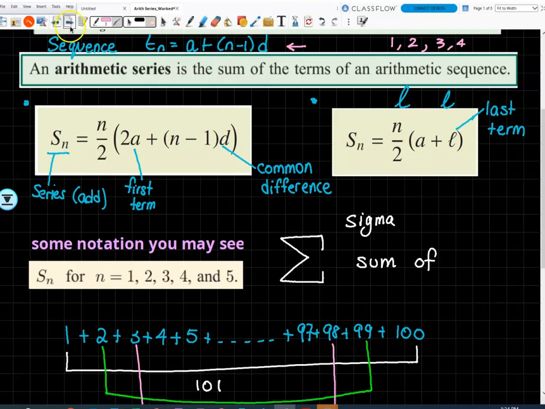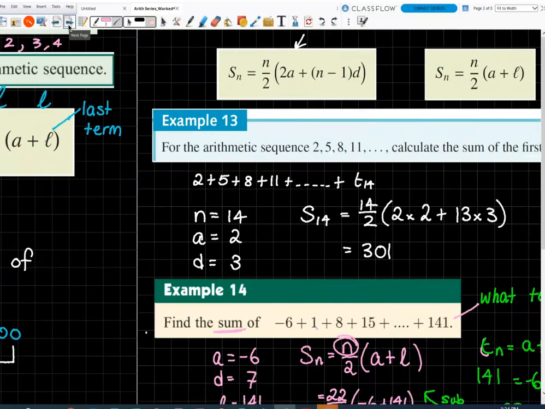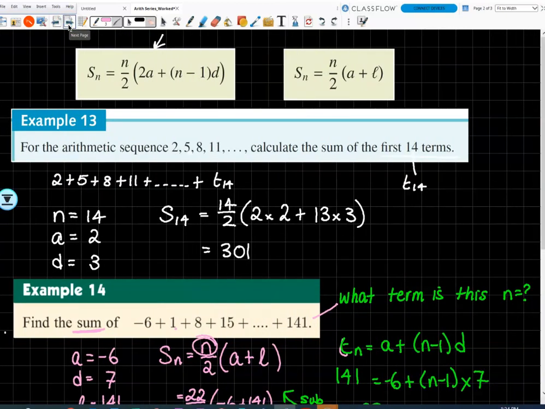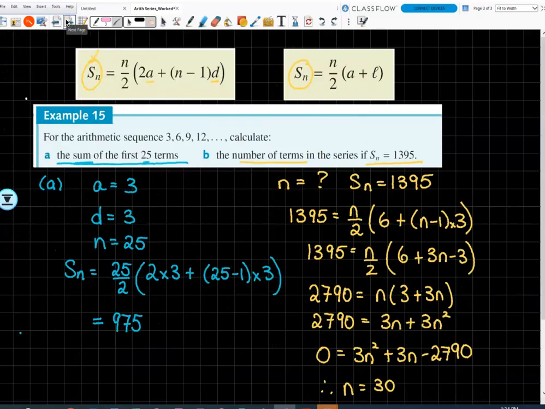We then went on to look at, not that, but geometric series. Geometric sequence is when we've got a, r, n minus 1.